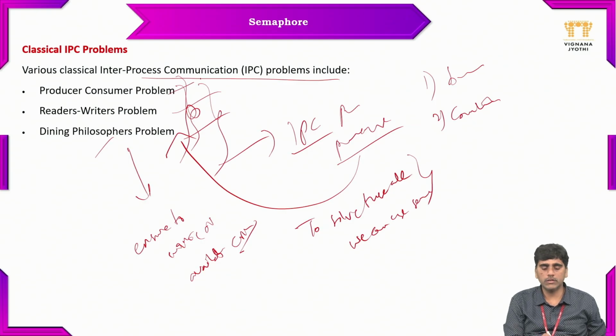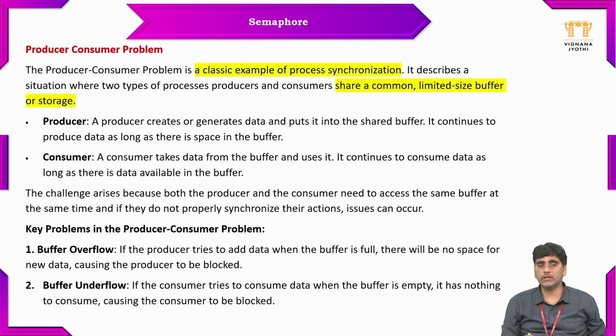We'll see how the producer consumer problem is solved by the critical section problem and the semaphore concept. The producer consumer problem is a classical example of process synchronization. It describes the situation where two types of processes, producers and consumers, share a common limited-size buffer or storage. So how will the producer produce and how will the consumer consume?